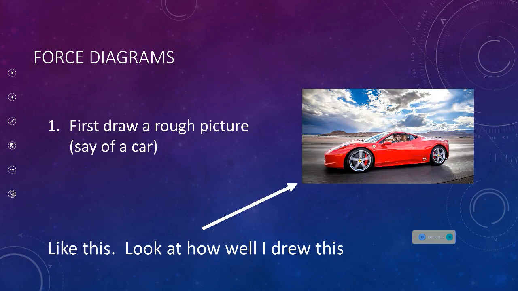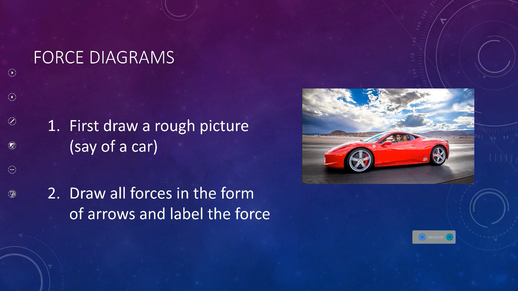So draw a picture of the car. Now you draw all the forces in the form of arrows and label them. Why would we draw a force as an arrow? This enters our fourth vector. What are our first three that we've discussed previously? Velocity. Displacement and what? Acceleration, yes. Displacement, velocity, and acceleration are your three so far, and now we've added a fourth in the form of forces.